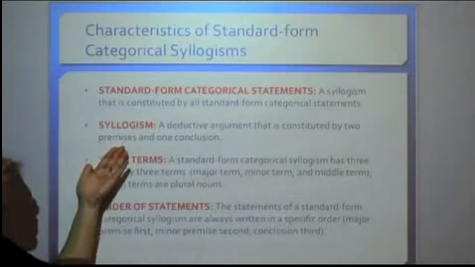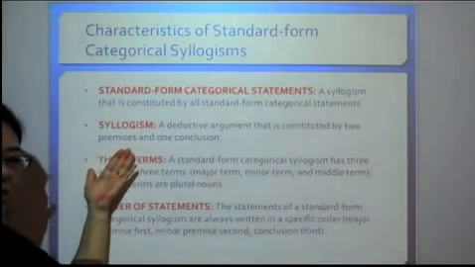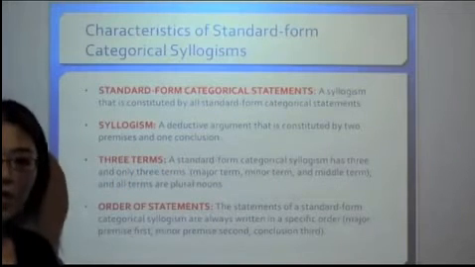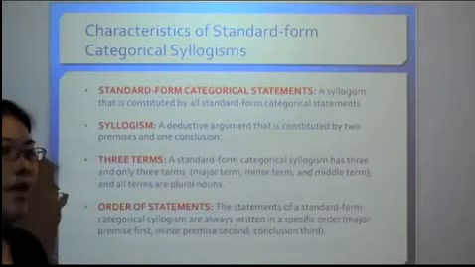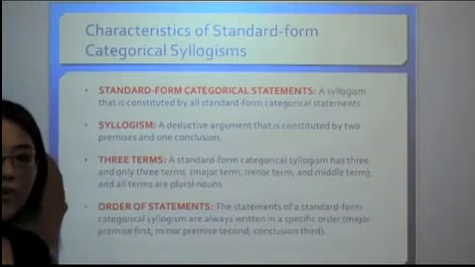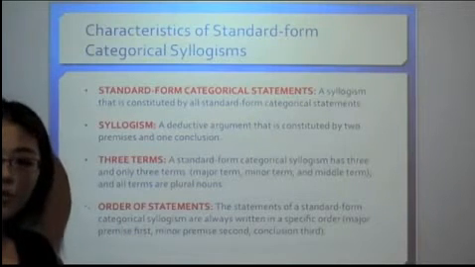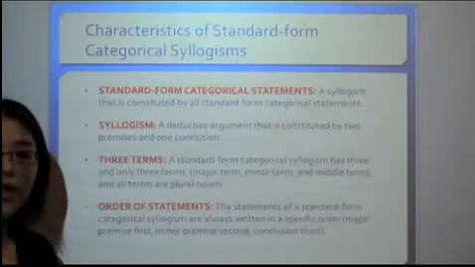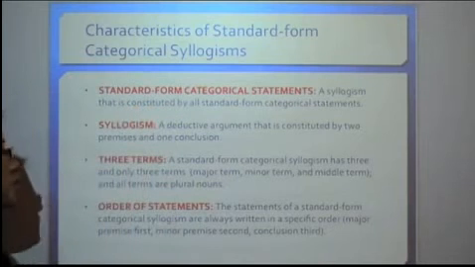So a syllogism is a deductive argument that is constituted by two premises and one conclusion, okay? So a syllogism, any syllogism, not just categorical syllogisms, but there are also hypothetical syllogisms. Any syllogism is a deductive argument that is constituted by three statements. Two of those are premises, and one of those will be a conclusion, okay? This will always be the case for any kind of syllogism, as well as a standard form categorical syllogism.